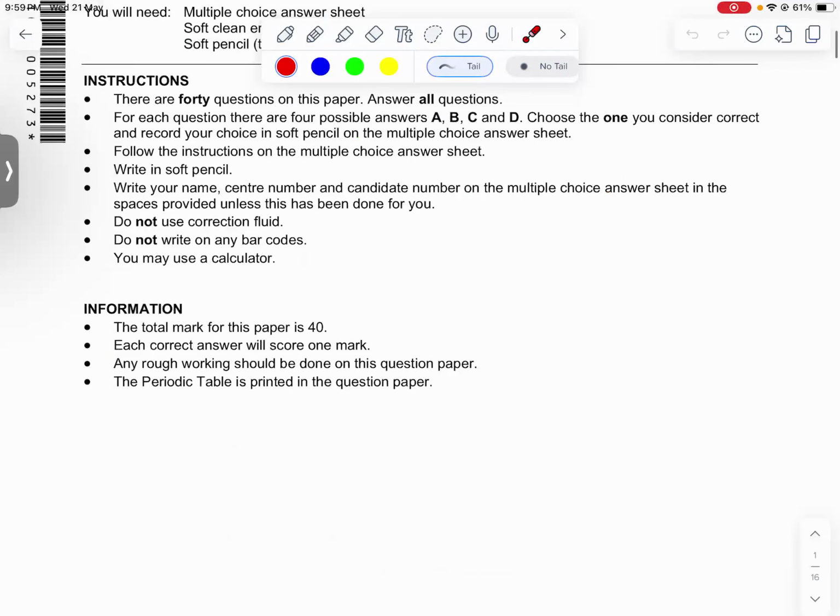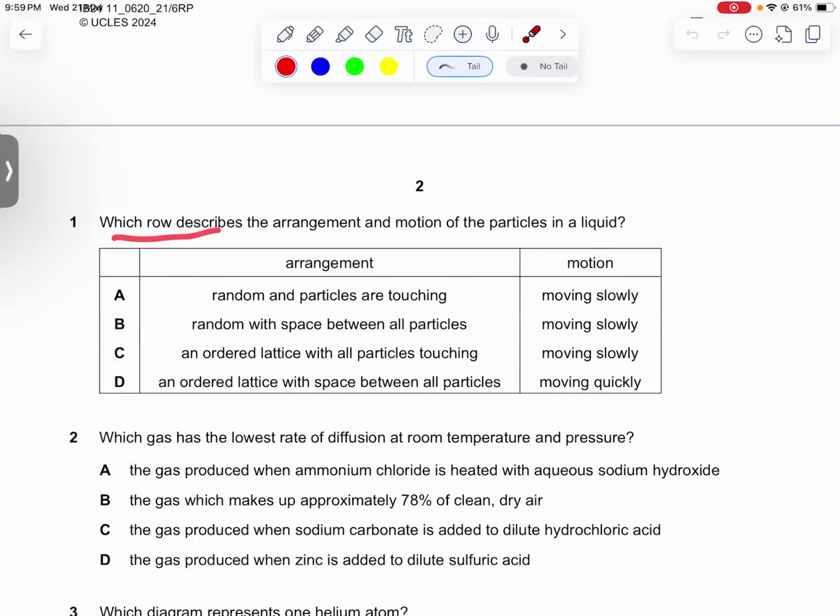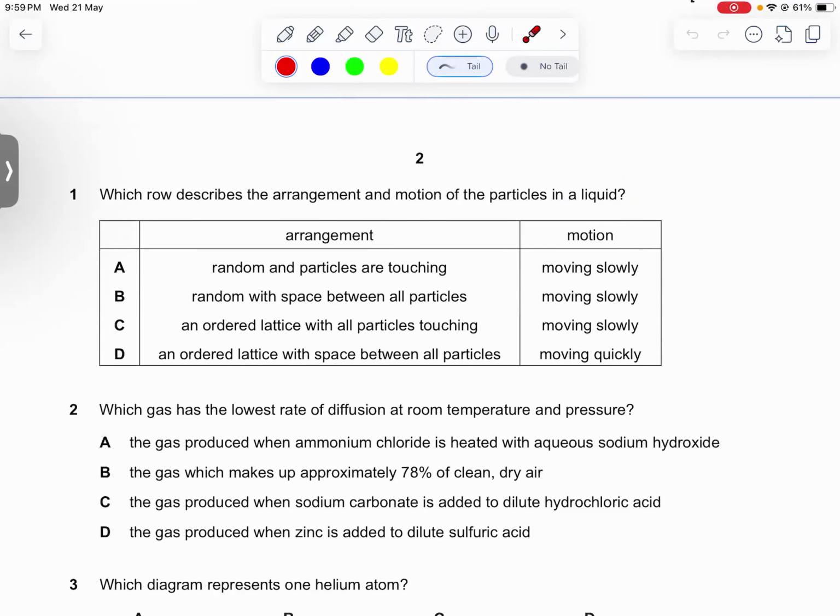Which row describes the arrangement and motion of particles in a liquid? So in a liquid, particles are close together, right? And they're still moving. So let's look at what we have. In option A, we have random arrangement, and particles are touching. That is also true. And the motion is slow. Everything seems correct about A, so the answer should definitely be option A. Okay, so the first question answer is option A.